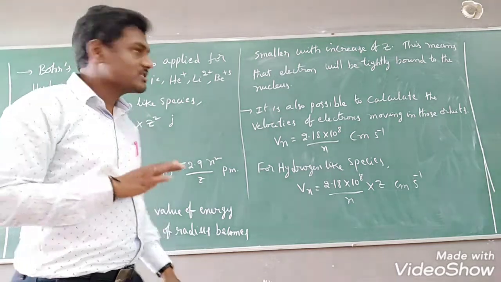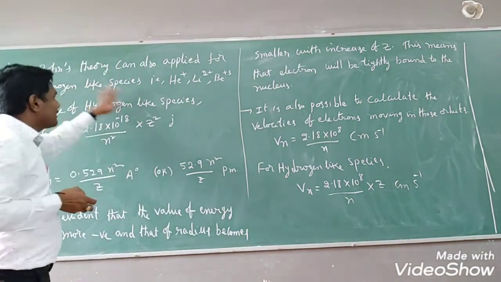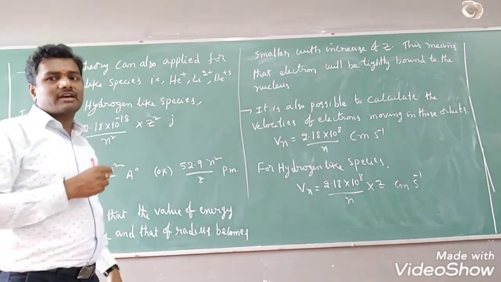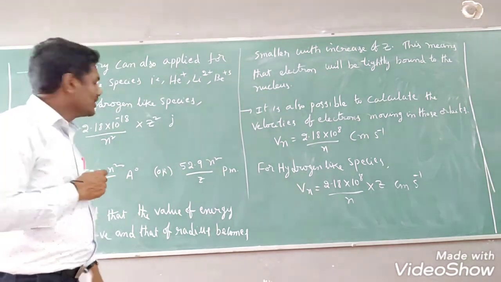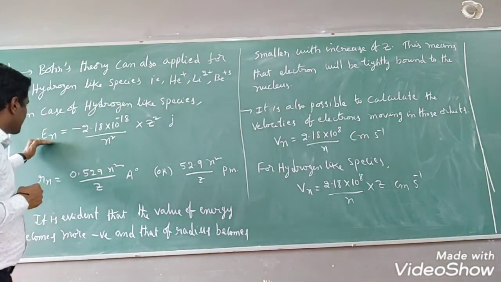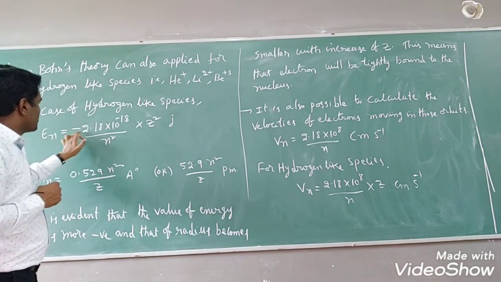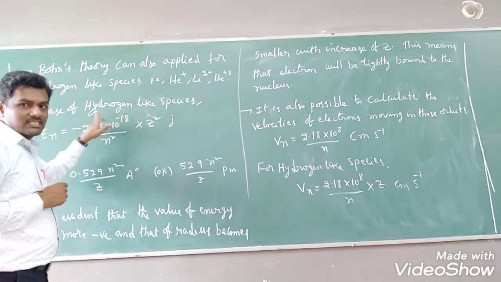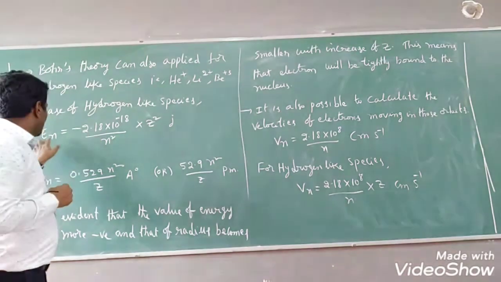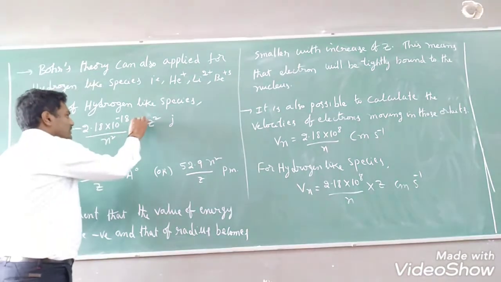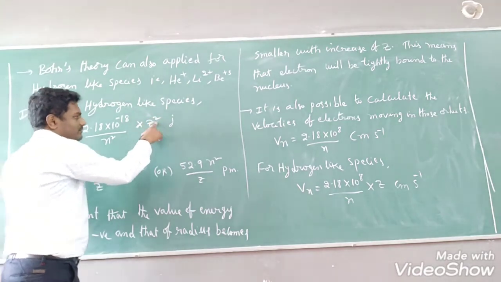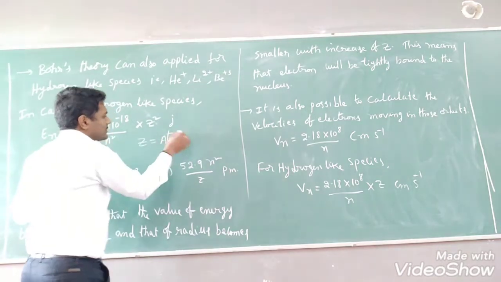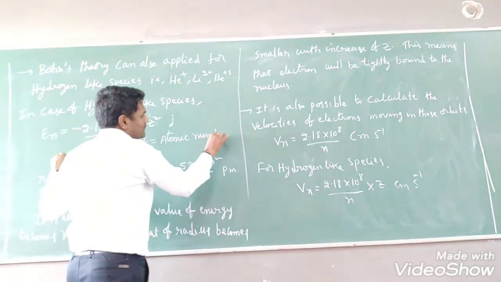So in the case of hydrogen-like species, he changed the expressions of energy as well as radius a little bit. What are those energy expressions? The energy expression En equals minus 2.18 into 10 to the power of minus 18 divided by n square. This is the expression for the hydrogen atom. For hydrogen-like species, we need to multiply with Z square. Here Z is nothing but the atomic number of the species.